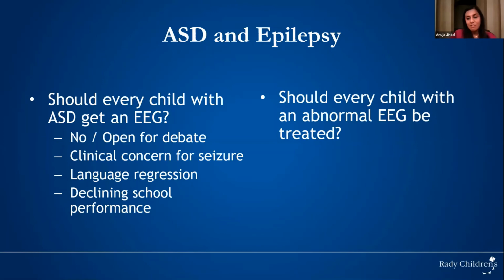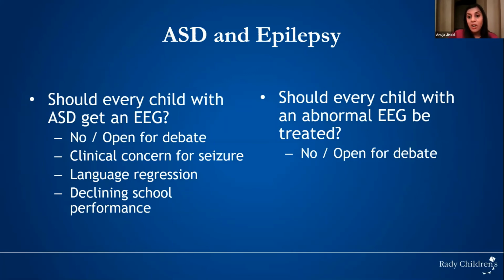So if you have a clinical concern for seizure, I would recommend an EEG, or if we have other signs that maybe there's something else going on, such as language regression, declining school performance, then I may advocate for an EEG as well. And the second question is, should every child with an abnormal EEG be treated? Again, I say no, but this is open for debate. Many of us will likely have an abnormal EEG as well, but we may never have a clinical seizure. So should we be on a daily medication to prevent that from happening? I don't know if the benefits outweigh the risks.